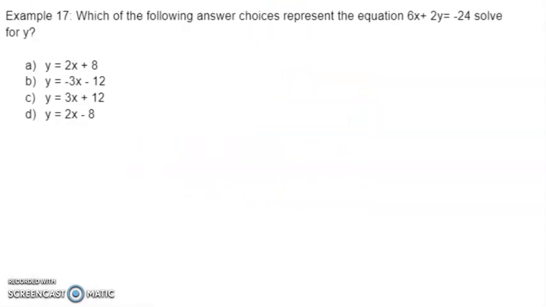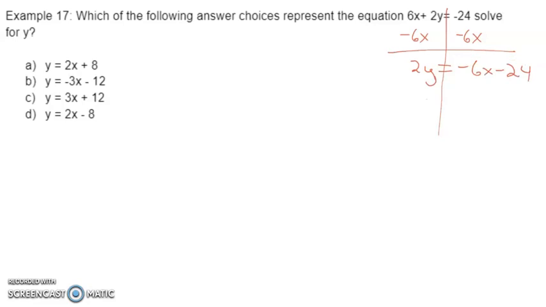Alright, so for example 17, it says, which of the following answer choices represent the equation 6x plus 2y is equal to negative 24? And we're going to solve for y. So when I solve for y, that means I need to get y by itself. So the first thing I want to do is I want to subtract 6x on both sides because I'm trying to get the y by itself. And when I do that, I'll get 2y is equal to negative 6x minus 24.